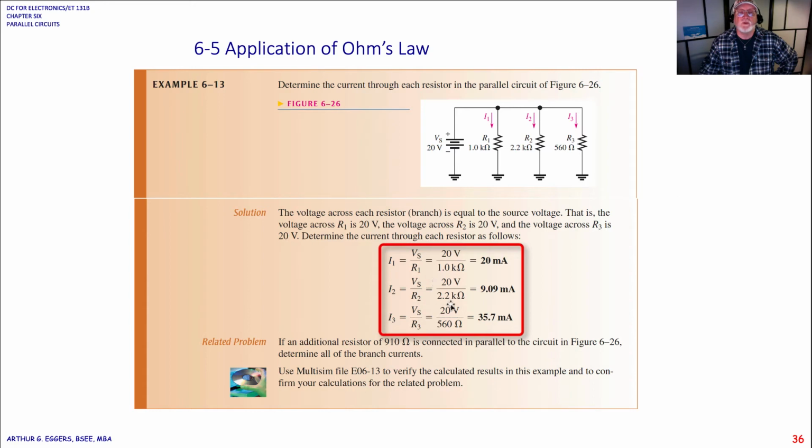20 volts over 2.2K, 9.09 milliamps. 20 volts over 560 ohms, 35.7 milliamps. So now I know at this first node, where I total is going into that first node, that the sum of these three currents will be I total. And you can go ahead and do that.